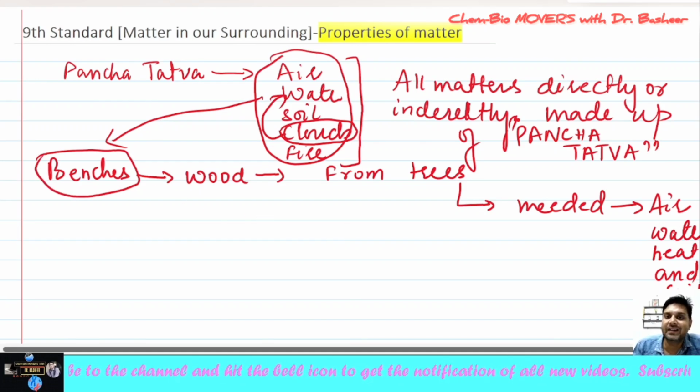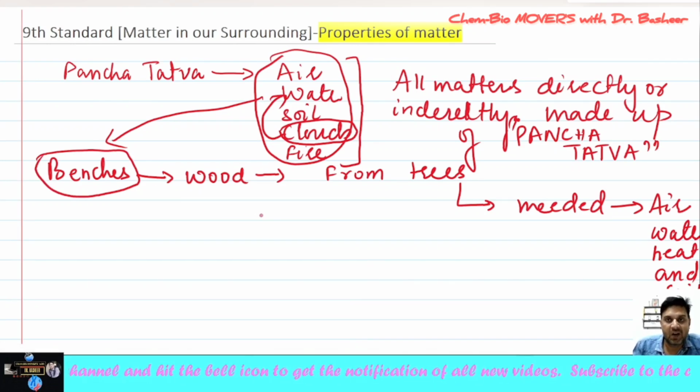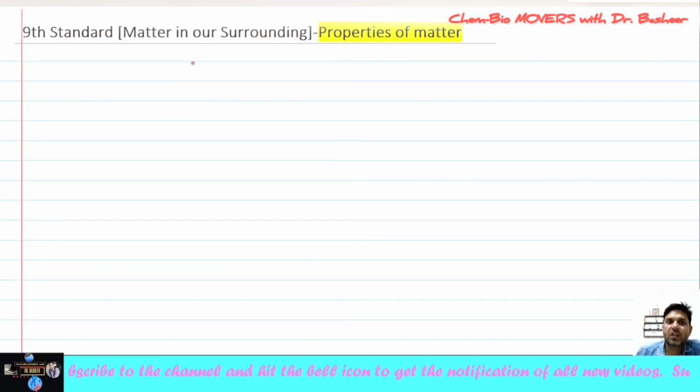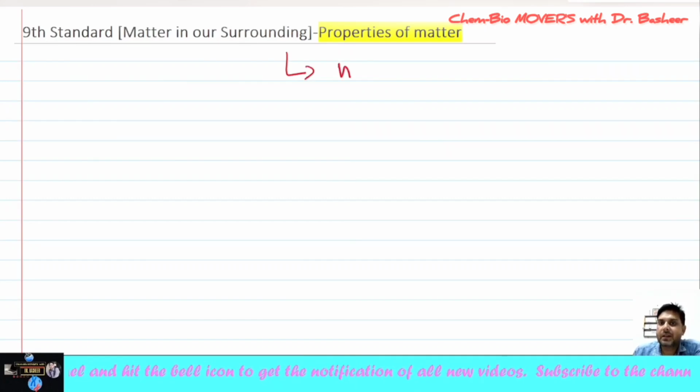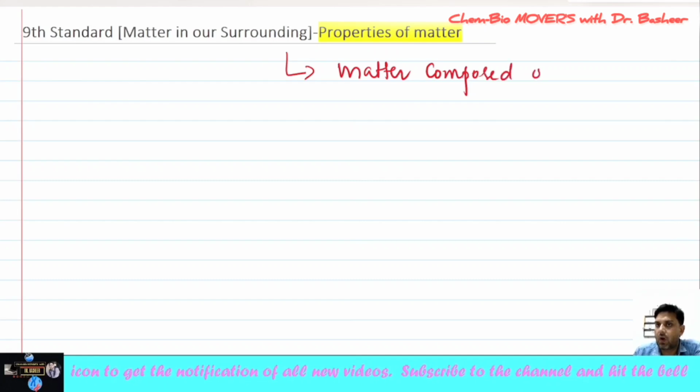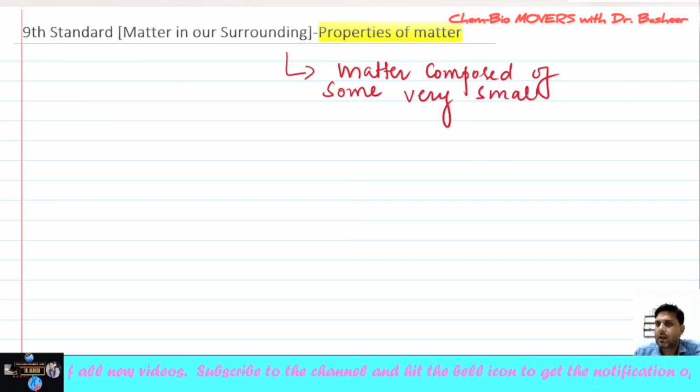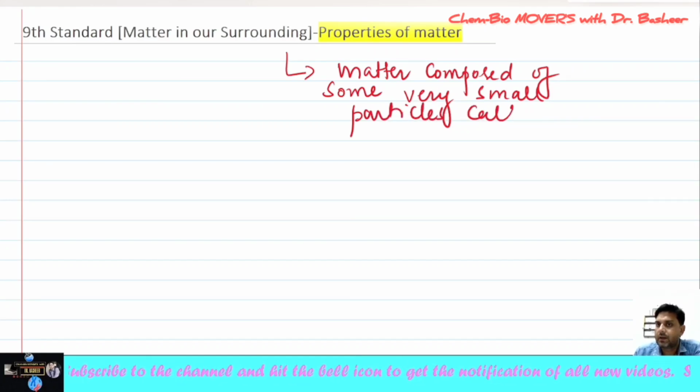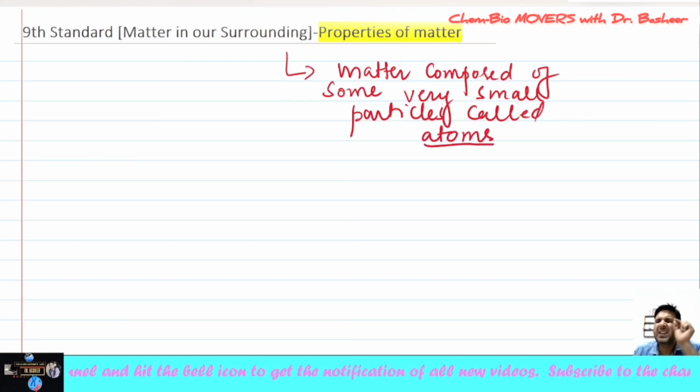I hope now you understand what is matter and what is surrounding. Now let's move to the properties of matter. See, we all know matter is composed of some very small particles called atoms. Whatever it is, we can say that very small particle is the atom.